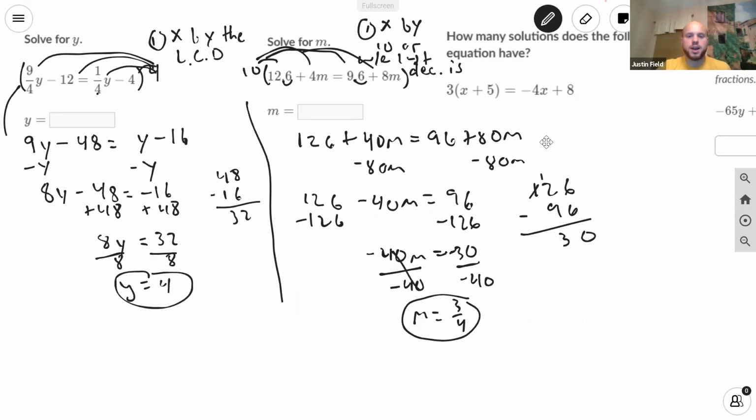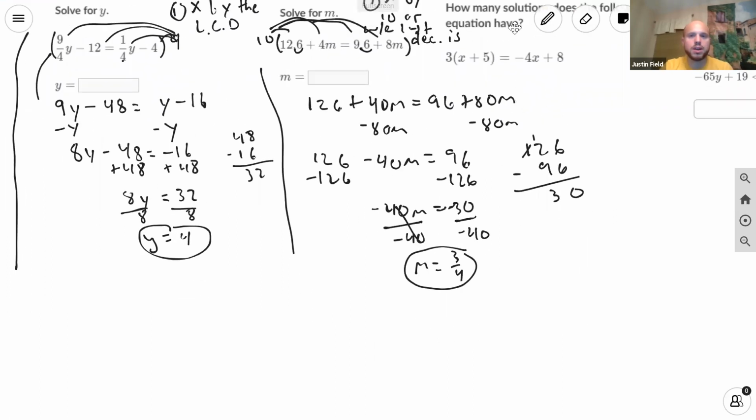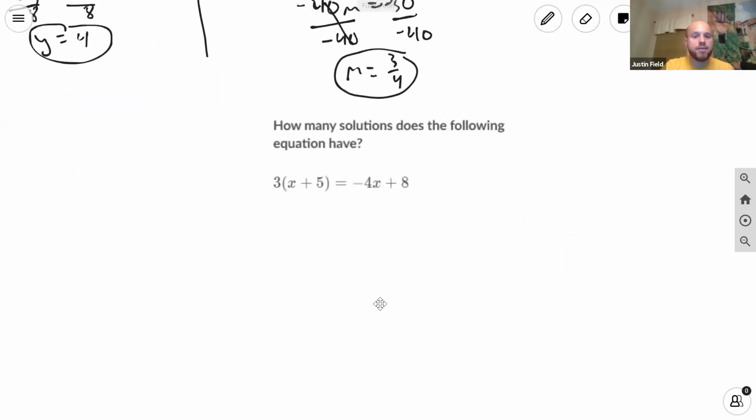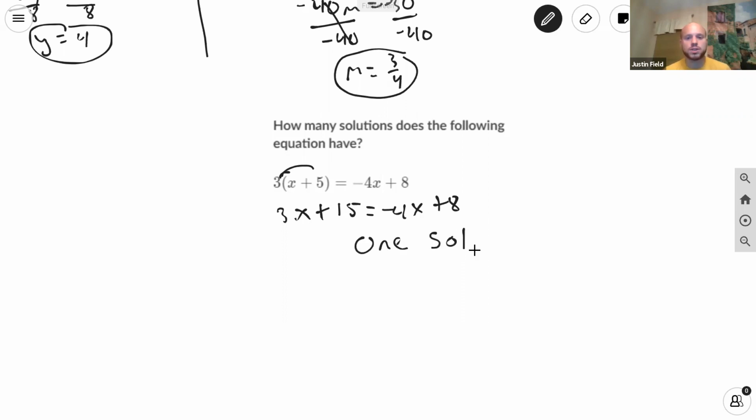All right. Now, get serious here for a minute. We got to talk about an equation that may or may not have a solution. How many solutions does this have? Well, this is in the number of solutions assignment, but actually it's a normal equation, because when we distribute the 3, we get 3x plus 15 equals negative 4x plus 8. So this one is actually normal. You could solve it and find it has one solution.